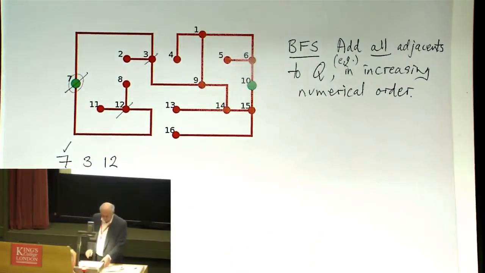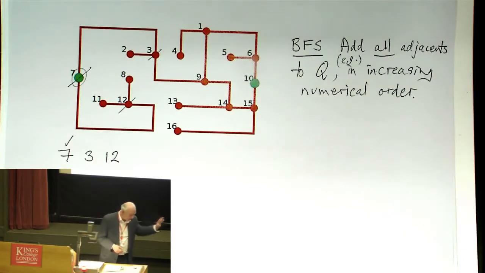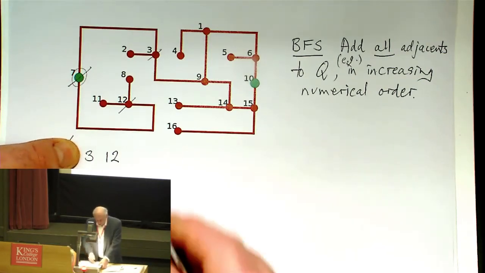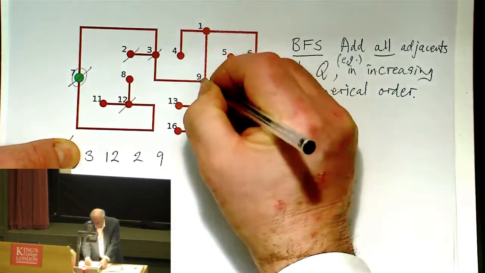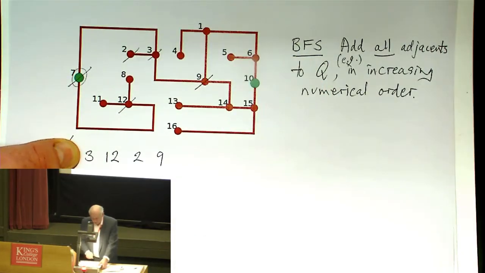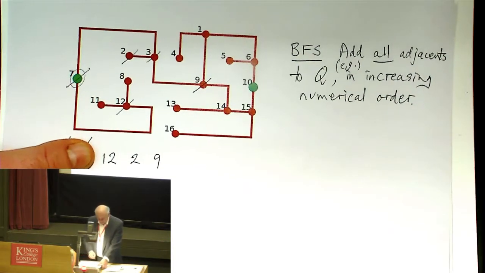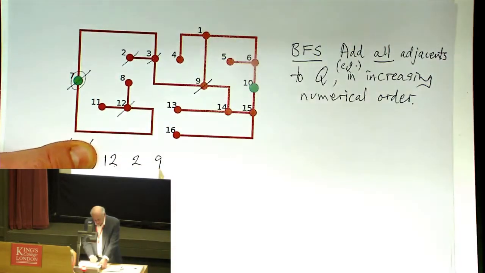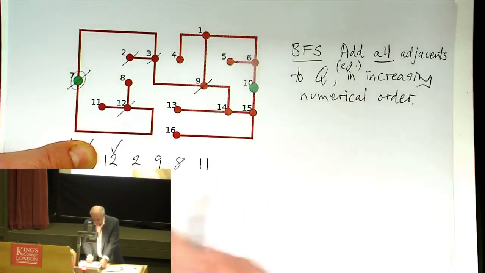So 7 is off the queue. That means the front of the queue, it's not like a stack. We always look at the left when we're doing the queue. The front of the queue is number 3. So 3 is adjacent to 2 and 9. And then we've done 3. 3 can come off the queue. And then we look at 12, because that's the next one. So 12 is adjacent to 8 and 11. And 12 is done.